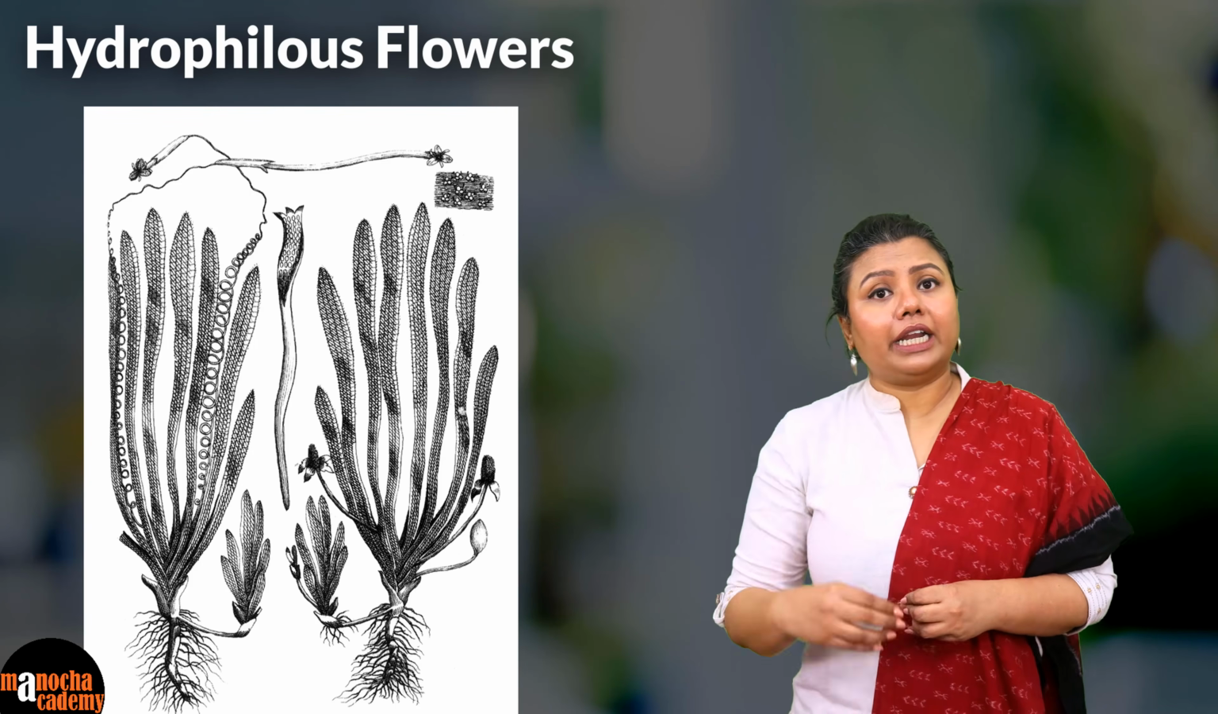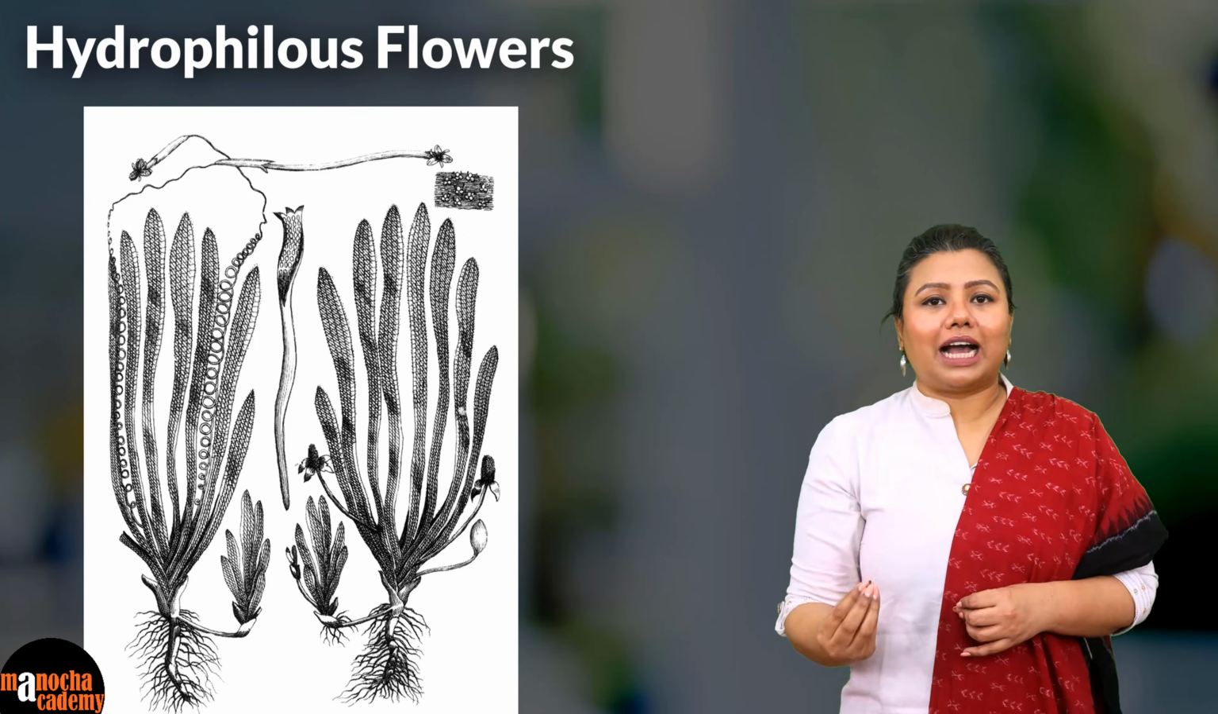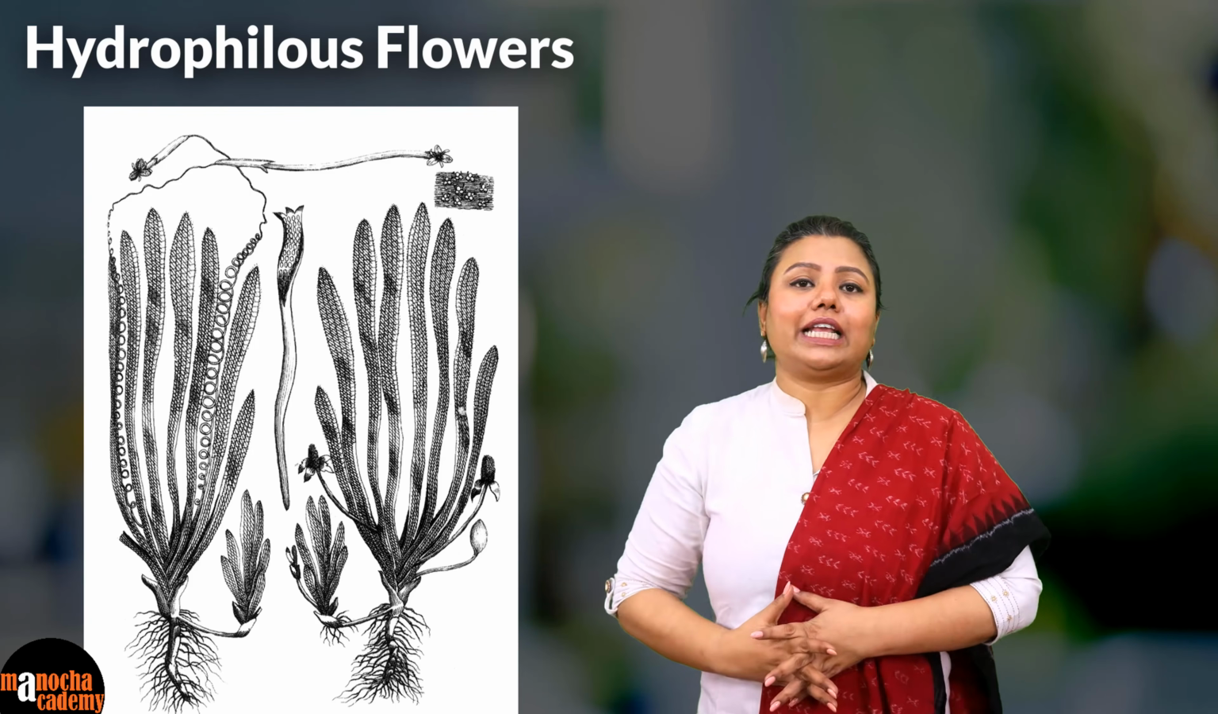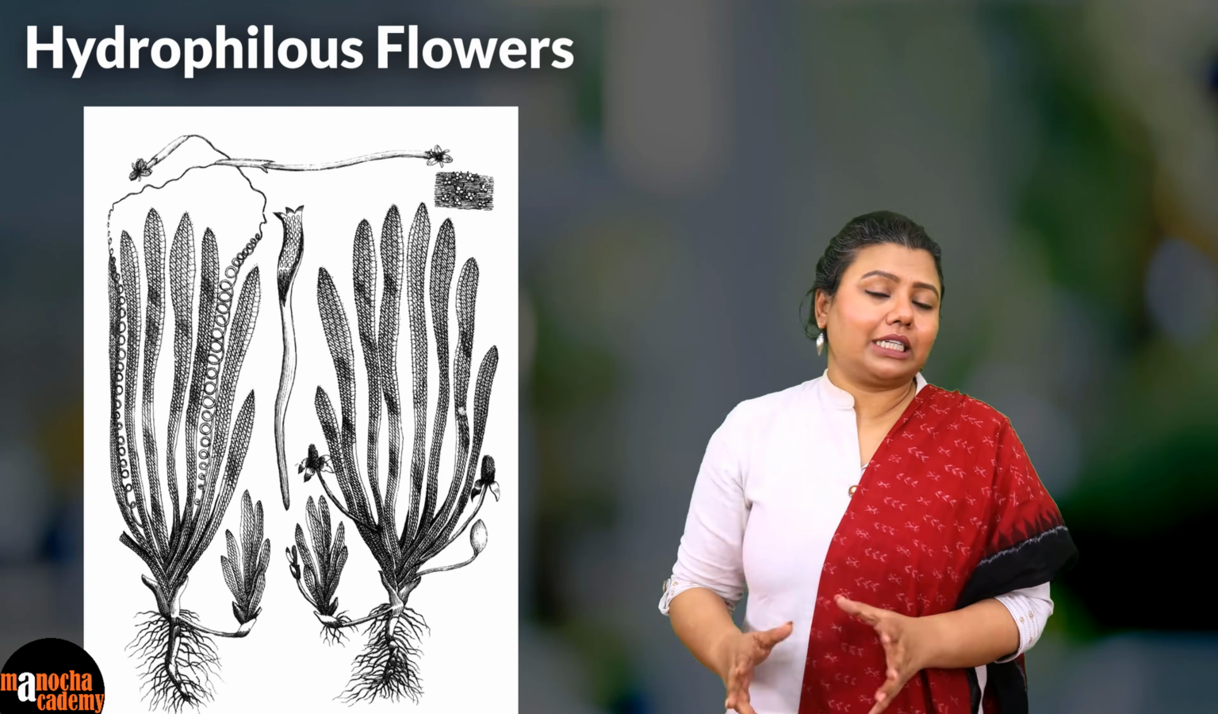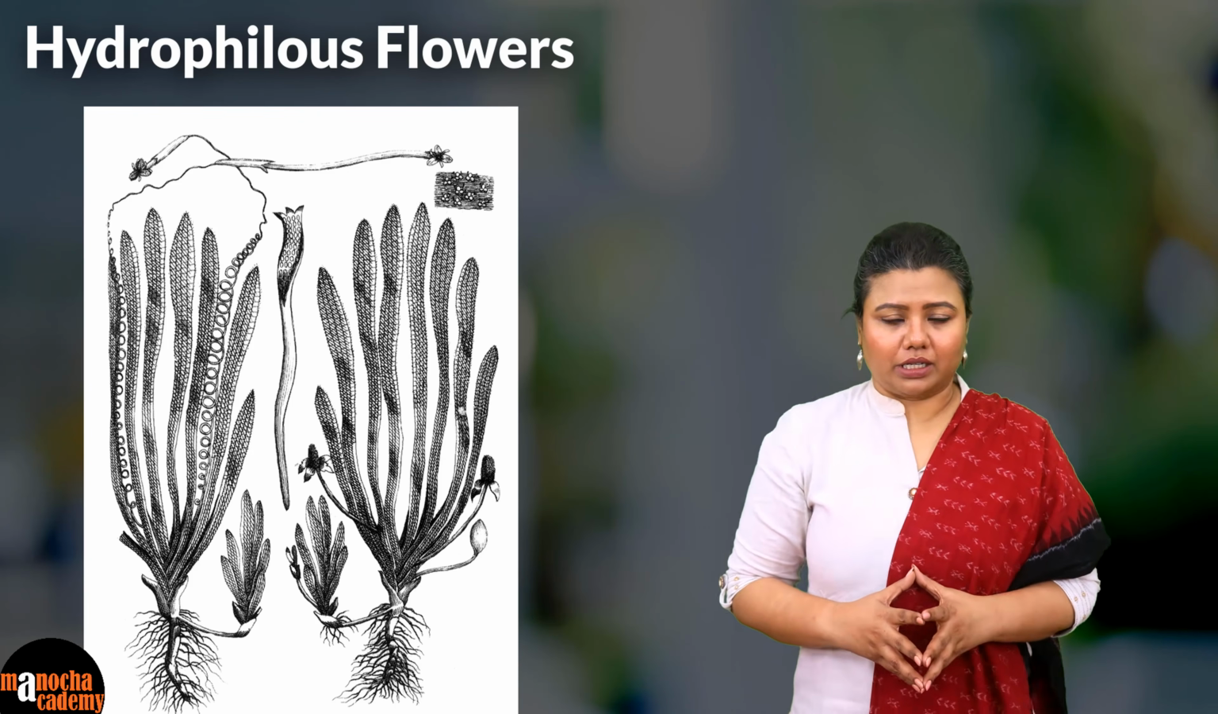After it has been pollinated, the female flower again goes down and the process of fertilization takes place inside the water. So these are some of the characteristic features of hydrophilous flowers.